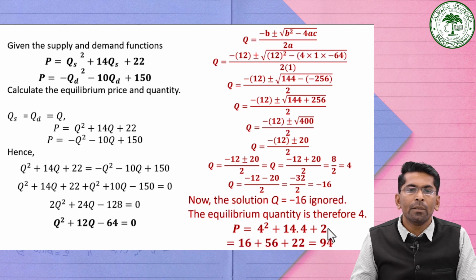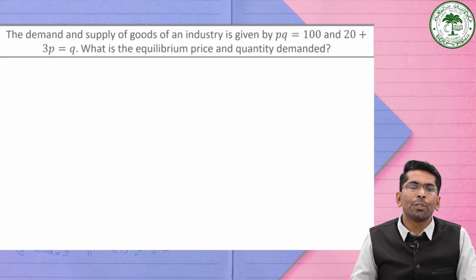So it is 22, sorry. So it is 16 plus 56 plus 22, which is equal to 94. So here the equilibrium price is equal to 94 and the equilibrium quantity under this particular market situation is equal to 6. Now let us consider the last one.